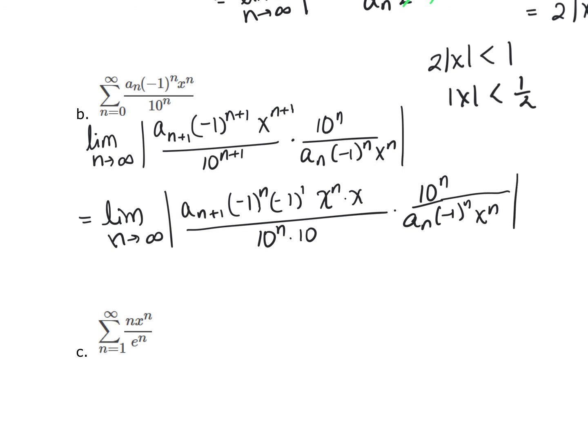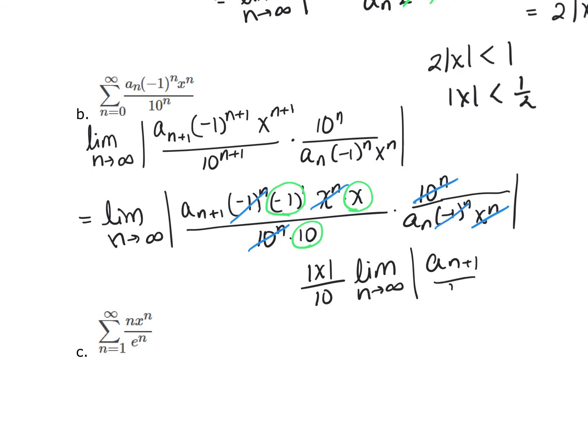All right, so this negative 1 and this negative 1 to the n will cancel. 10 to the n and 10 to the n will cancel. X to the n and x to the n will cancel. I'm left with the absolute value of negative 1, which will be 1. I'm left with x, and I'm left with 10, as well as the a sub n plus 1 and a sub n. So the absolute value of x over 10 times the limit as n goes to infinity of a sub n plus 1 over a sub n.